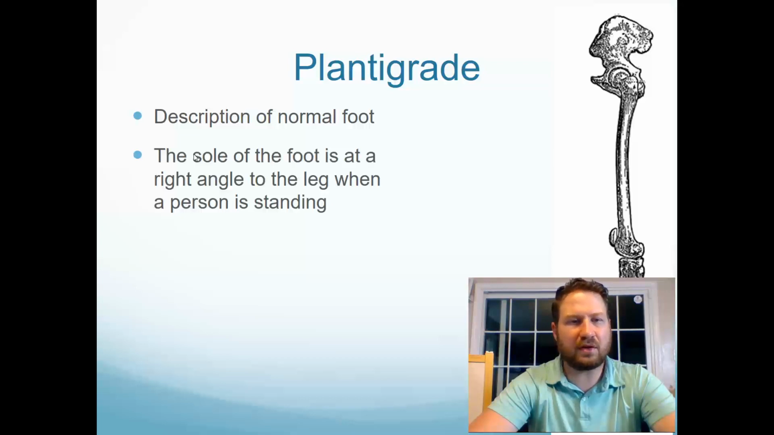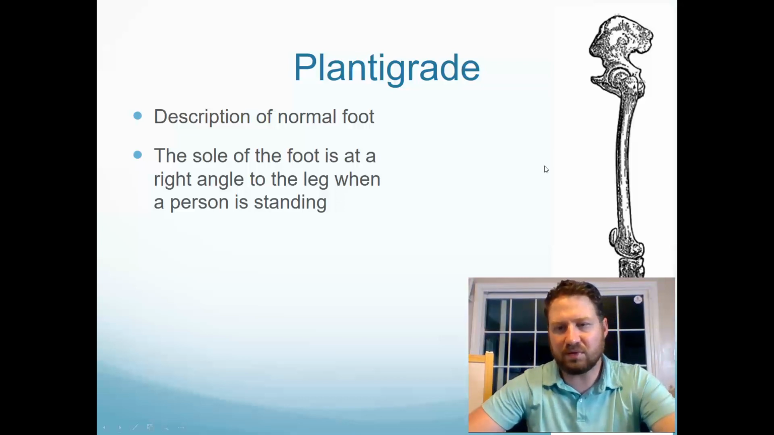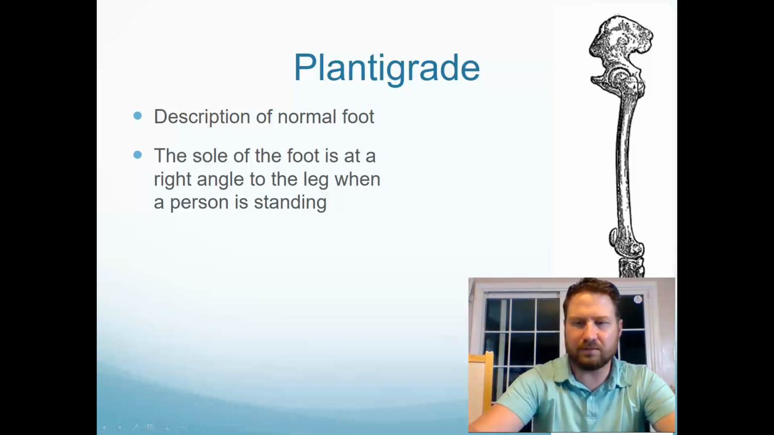Okay. So plantar grade is a normal description of a normal foot, where the sole of the foot is at a right angle to the leg when a person is standing. So that's plantar grade. That's normal alignment in stance phase, kind of mid-stance phase, right angle to the foot.